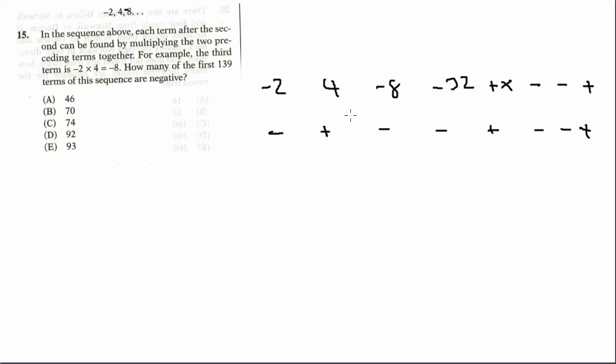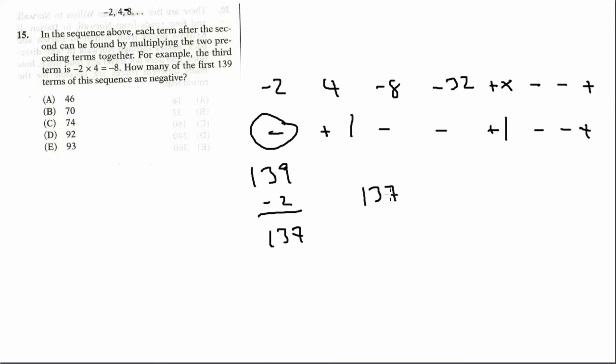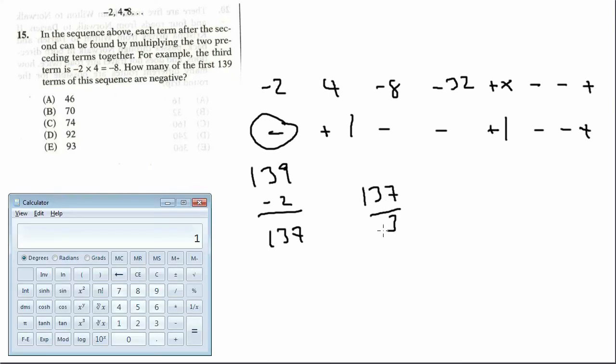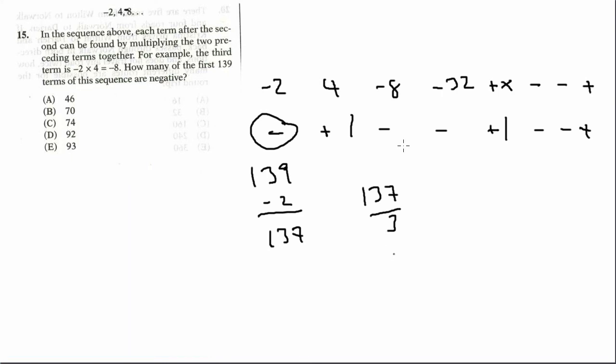Okay, so it looks like after the first two, we have a repeating pattern. So what we want to do is take 139 minus 2 is 137. So we have one negative here plus however many negatives are in the remaining sets here. So if we take 137 divided by 3, it's going to be 45.66, which is 45 2/3. Okay, so here we have 45 2/3 sets.